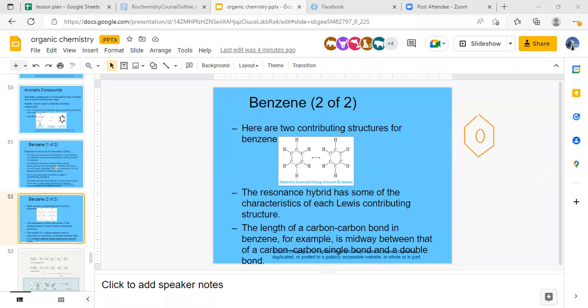And this concept of resonance is a concept that we will encounter again and again in the course of discussing this organic chemistry.